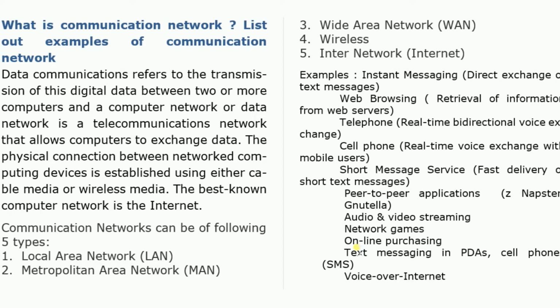LAN, local area network. If the network is in one organization or within 100 meters, we will call it as a LAN. MAN, city network, city to city network, we will call it as a metropolitan. Metropolitan means city. Wide area network, WAN. If the network is from one country to another country, WAN. Wireless, you already know. If the network is with Bluetooth or Wi-Fi, then we will call it as a wireless. Inter-network, international network, that we will call it as an internet.